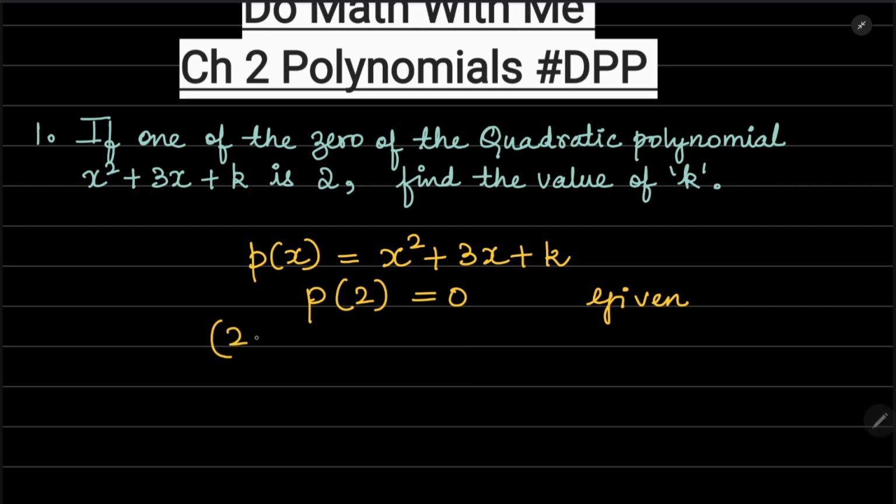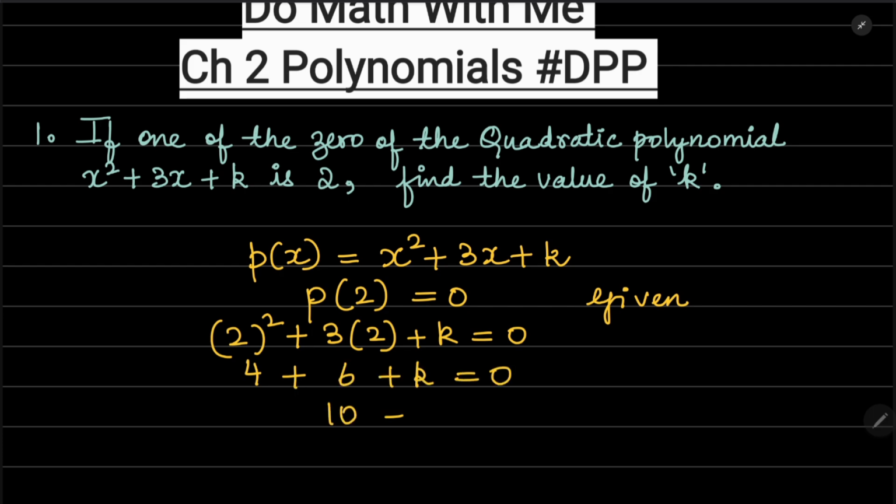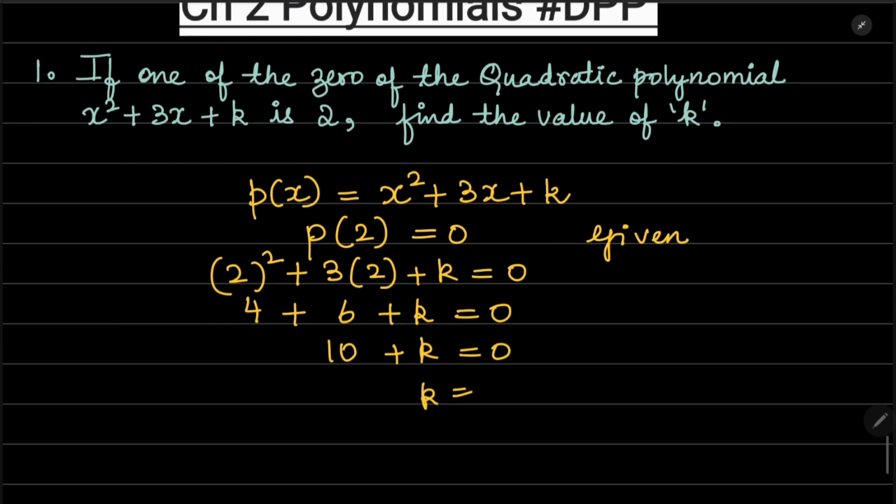So let's go ahead and do it. 2 square plus 3 multiplied by 2. All you have to do is in this polynomial, in place of x, you have to substitute 2. So 3 into 2 plus k equal to 0. So 4 plus 6 plus k equal to 0. So you get 10 plus k equal to 0, and therefore the value of k is nothing but minus 10.